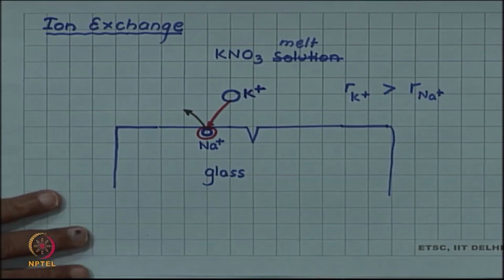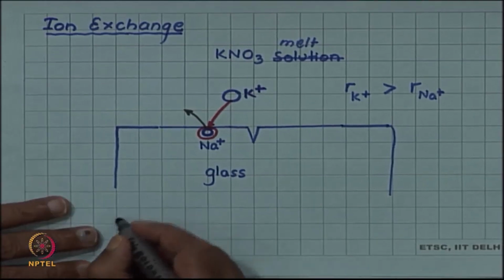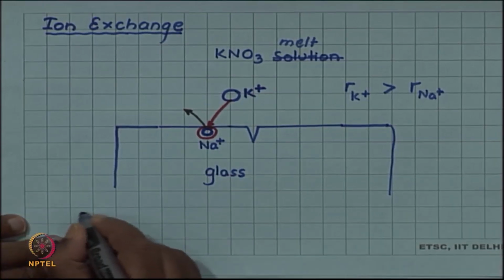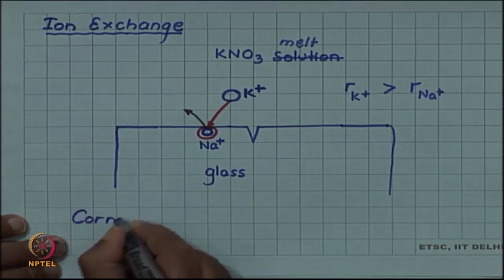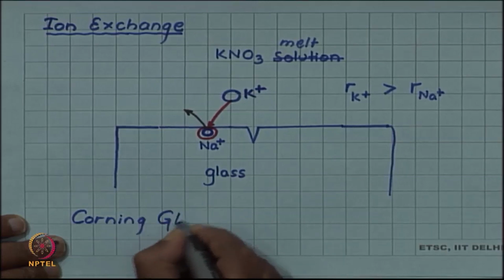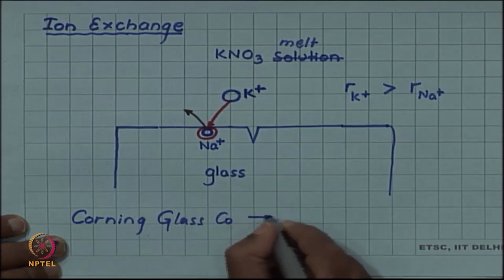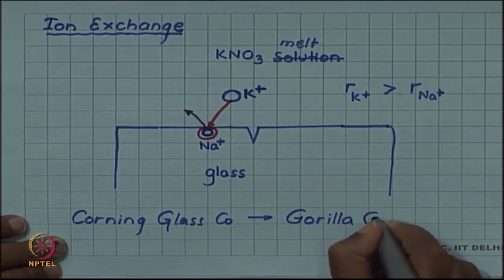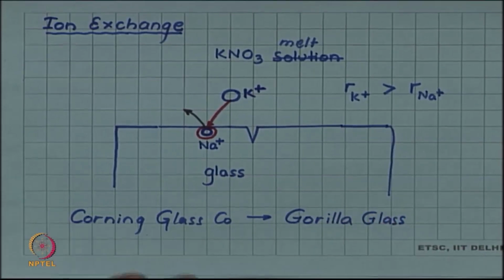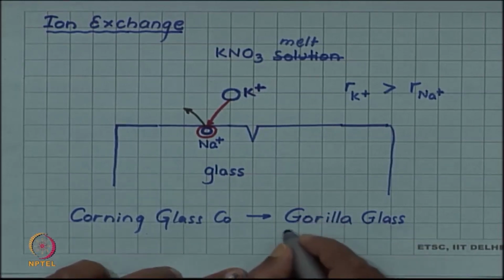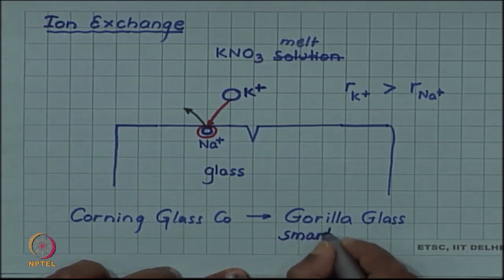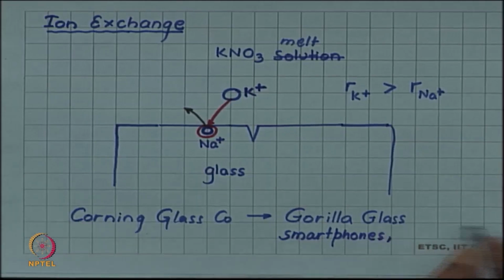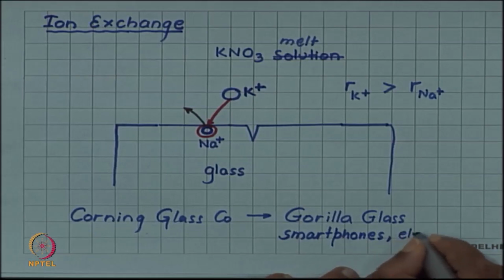So, this method is particularly quite popular, and one of the famous commercial successes in this case is of Corning Glass of US, who have produced, under the brand name Gorilla Glass, glass that is used for all sorts of electronic devices, for example, smartphone covers, and other electronic devices.